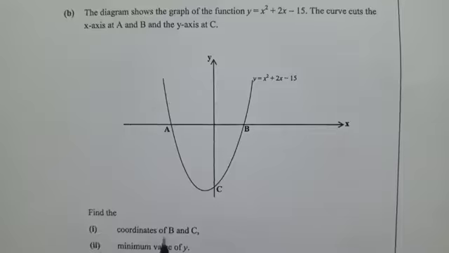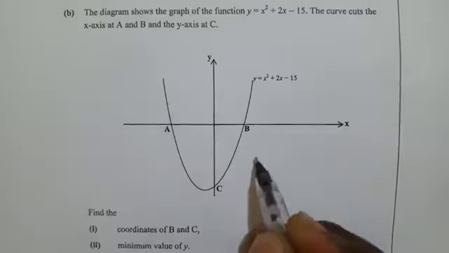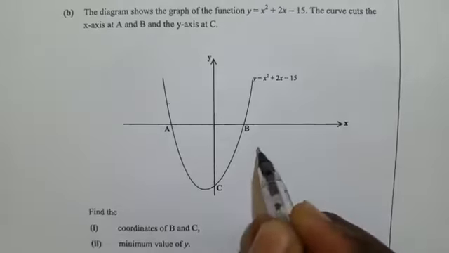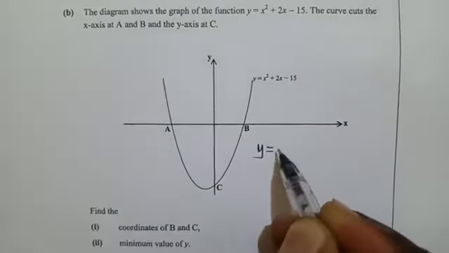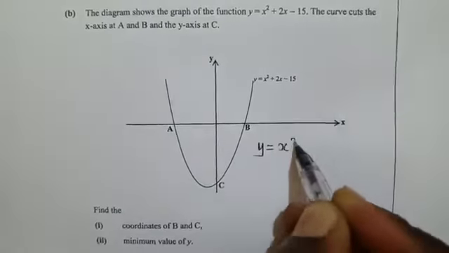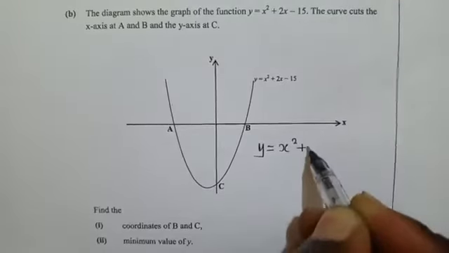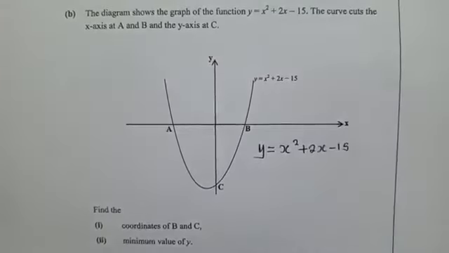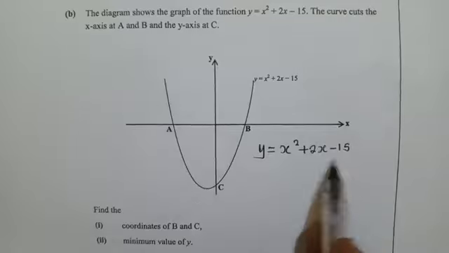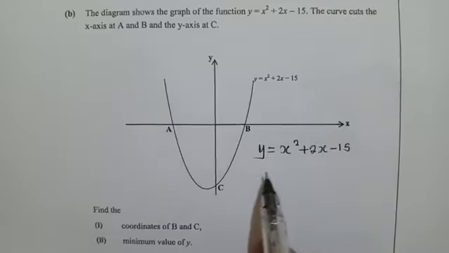Now to find the coordinates of B and C. So B is right here, C is here. We shall start with the coordinates for B. So for the coordinates for B, we get the given equation, which is y is equal to x² + 2x - 15. Okay, so this is an equation we have right here.